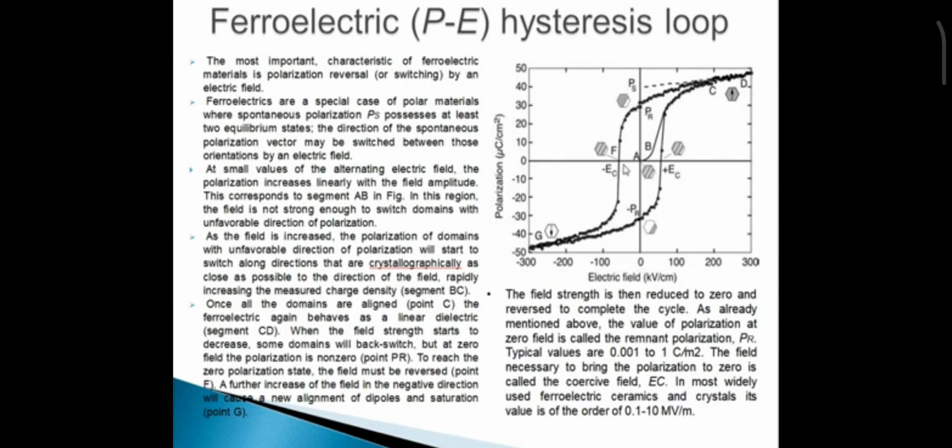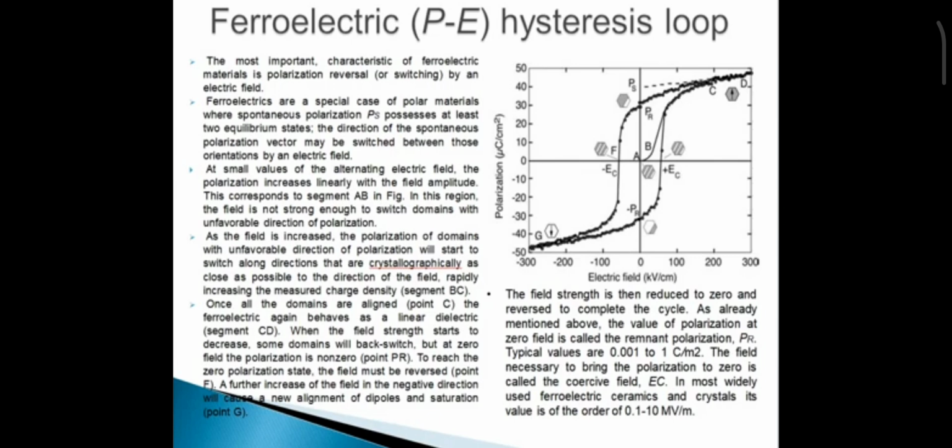To reach zero polarization, the field is reversed from PR to point F. After that, if you are increasing the field in the negative direction, a new alignment of dipoles occurs, from point F to point G. After that, the field strength is reduced to zero and reversed to complete the cycle.